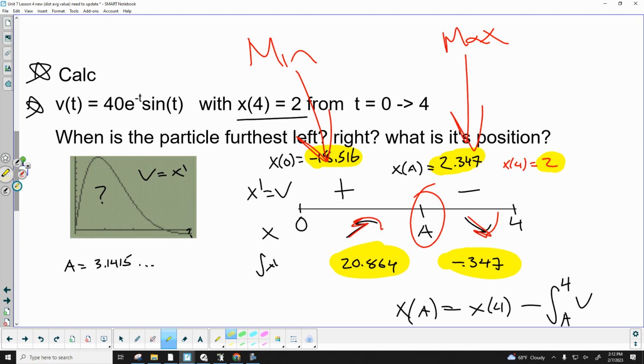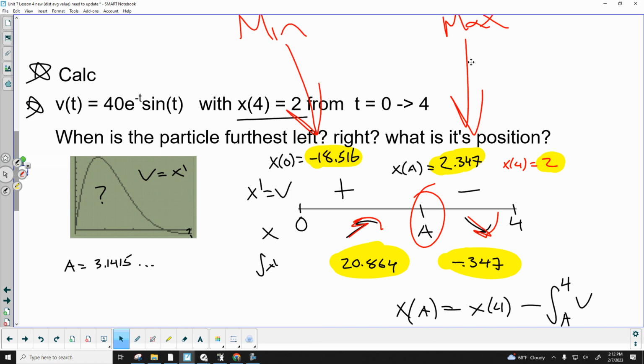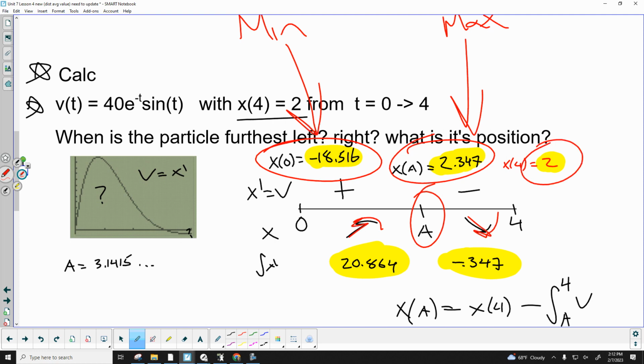So you can do this whole sign analysis, and maybe as you're doing your free response question on your test, you're already doing the sign analysis, which means you don't have to do the absolute value. You know how to get the answer based on this work. You could also, if you know your position's increasing and decreasing, use these values. The 2.347 minus the 18.516 gives you the 20.864. The 2 minus the 2.347 gives you the negative 0.347. This is a way to find your displacement if you have the position.